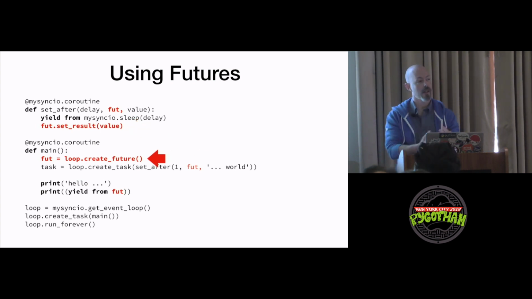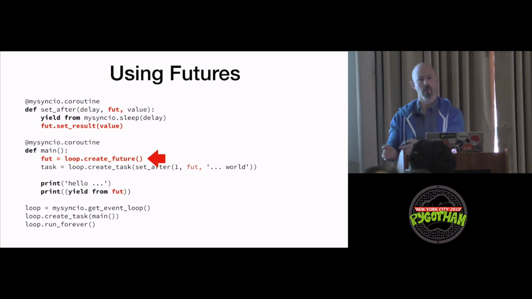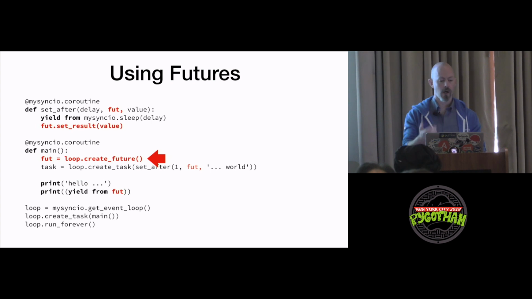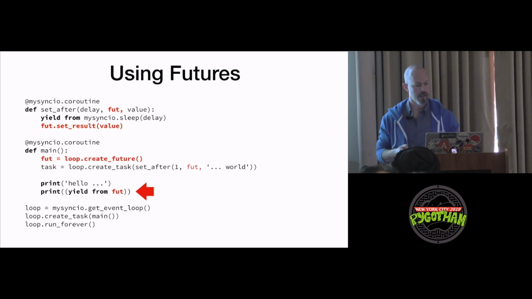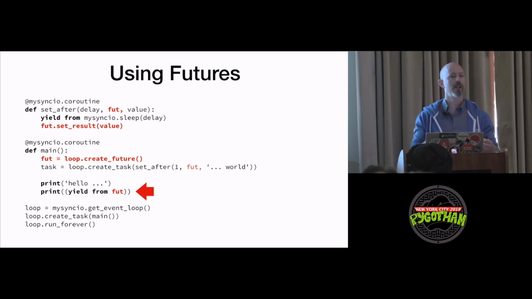The future's not attached to anything. It doesn't really have any idea of things that will be executed. It's just a thing that you can wait on for a value. And then we pass it into the task. The task is a thing that's going to set the value. And then we print hello, because I don't know why I'm a bit stuck on this whole hello world example. And then this time we wait on the future instead of waiting on the task.